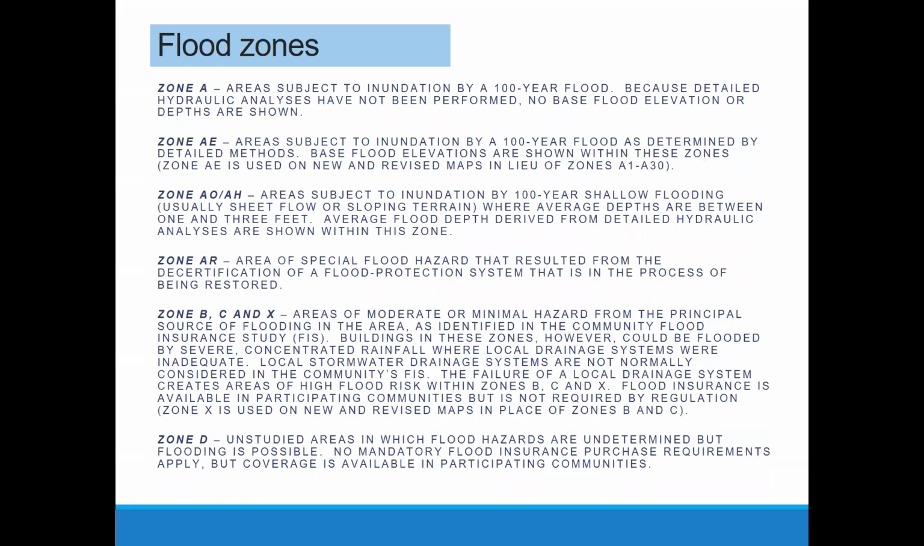Now, I've been talking about zones A and AE a lot today. Let's look at all the flood zones. Zone A and AE I've talked about. Zone AO and AH are areas of shallow flooding. We don't have any zone ARs in Kansas, so I'm going to kind of skip that. B, C and X zones are zones of either low risk or moderate risk. You notice there are no zero risk floodplains.